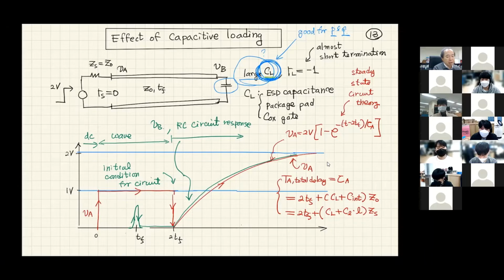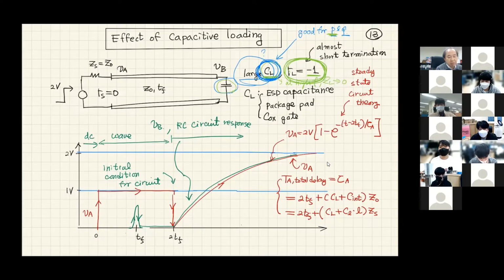If we have a large capacitance at the load, that means at high frequencies it becomes very low impedance. At high frequency, impedance will be very small. That means the reflection coefficient is becoming almost -1. Even though there is no DC current path because this is a capacitance, we're going to see a large reflection coefficient.